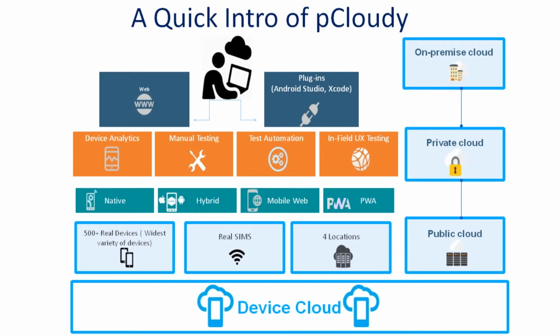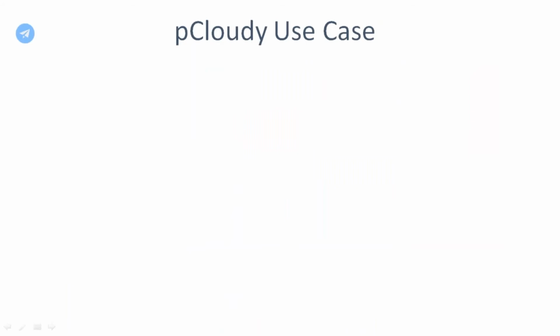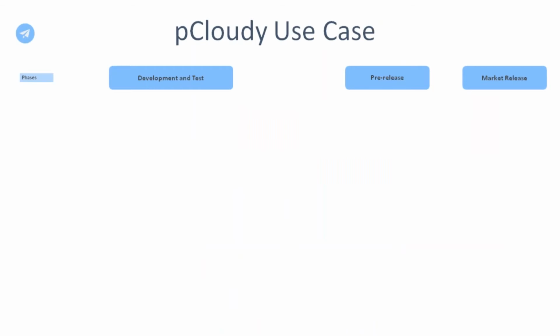So let's see the pCloudy use cases. What are all the pCloudy use cases, wherein you think that pCloudy can fit in, if we are looking at the typical product life cycle, right? So we just try to depict a small product life cycle. For the sake of simplicity, I have depicted the phases in a very minimal way. The phases might vary from organization to organization, but typically for the sake of this example, I have taken 3 phases here: typically the development and test, pre-release, and market release.